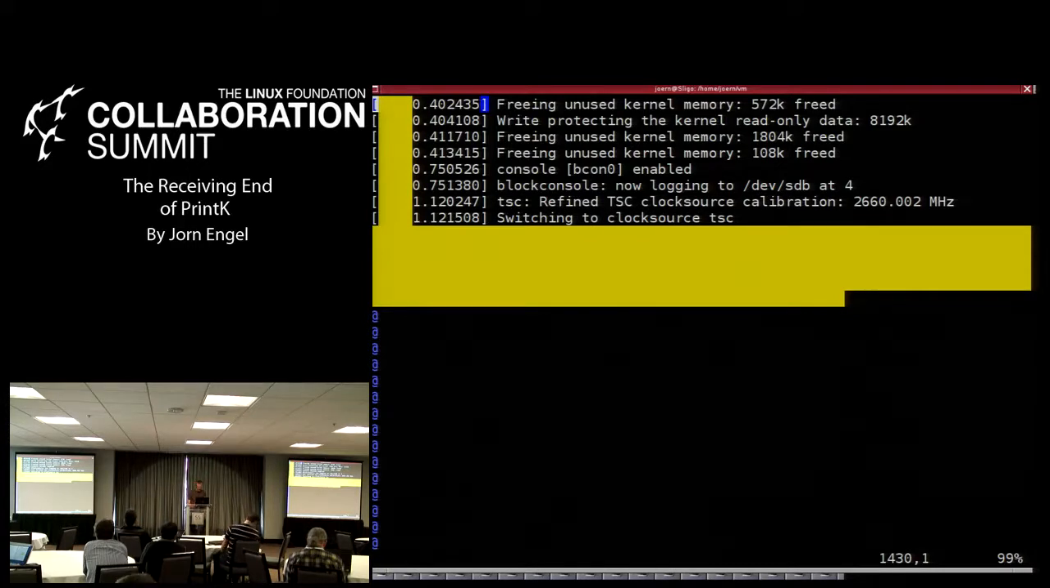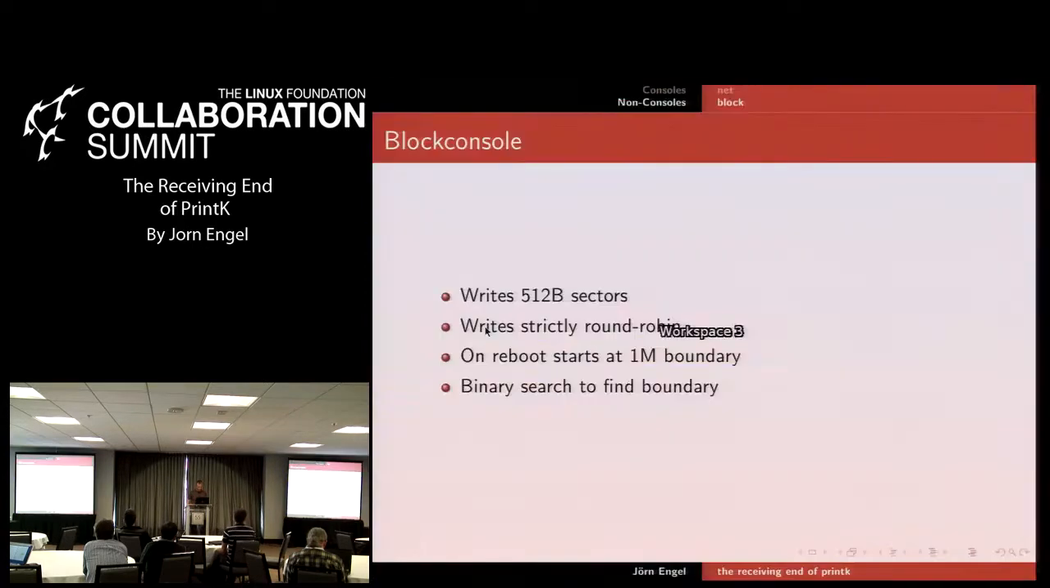So for some reason this time it doesn't seem to be writing to it, which I don't want to debug. I seem to have a bad hand at demos.